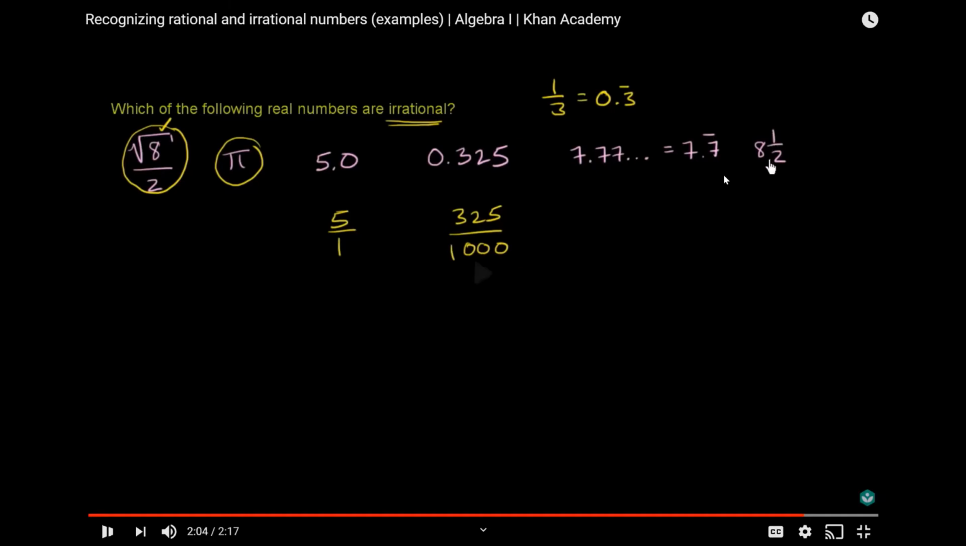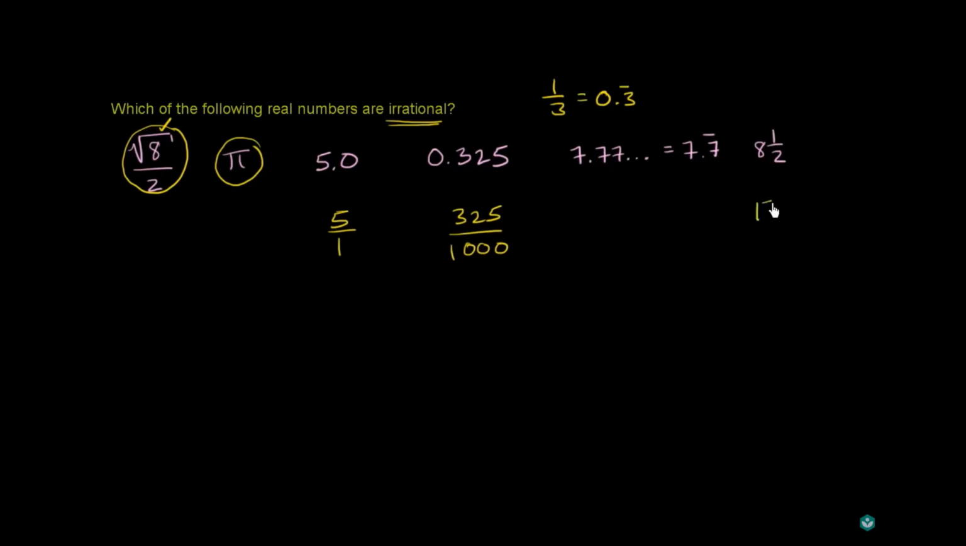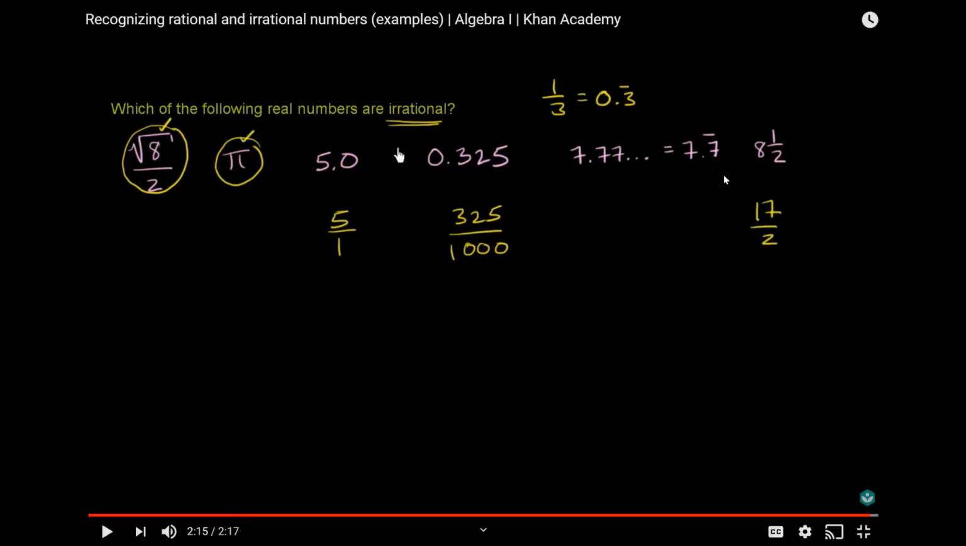8 1/2. Well, that's the same thing as 17 halves, so it's clearly rational. So the only 2 irrational numbers are the first 2 right over here. Then you have the rest of the numbers. They are rational numbers, because they are whole numbers, and they can be written as a fraction.